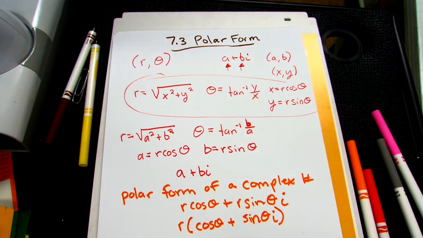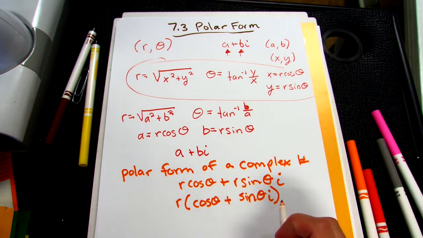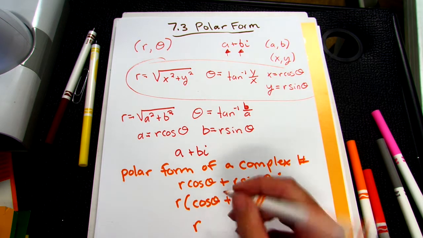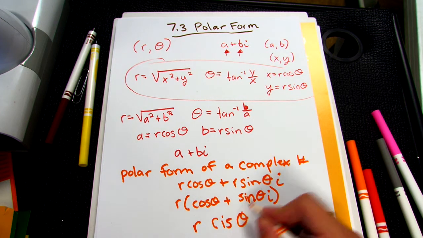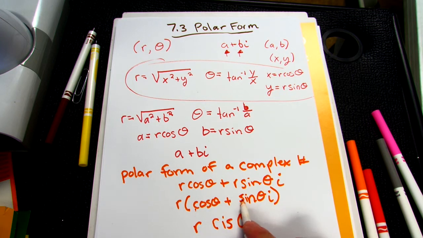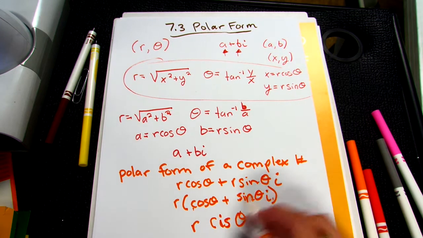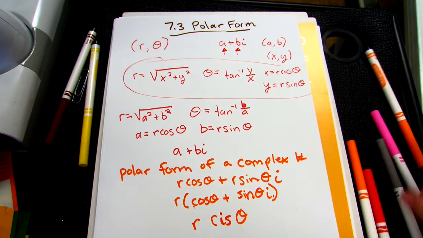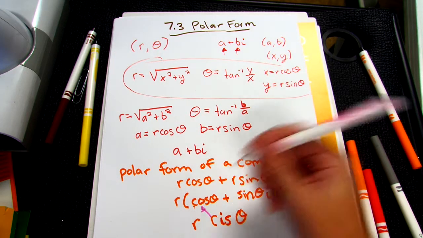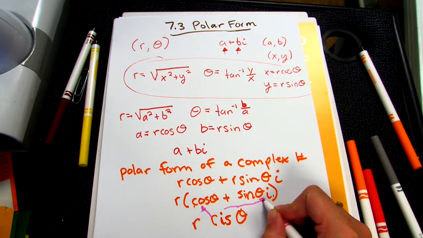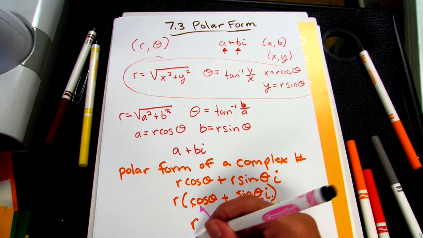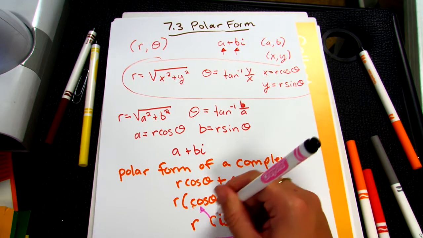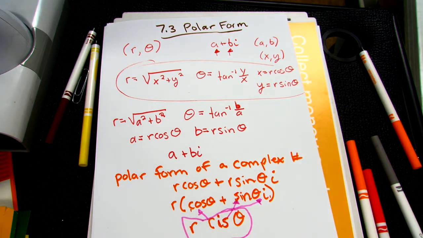You also need to know the abbreviated form. This cosine theta plus sine theta i, people abbreviate to cis theta. The c came from cosine theta, the i came from the i for the imaginary number, and the s came from the sine. So this is the polar form of a complex number: r cis theta.